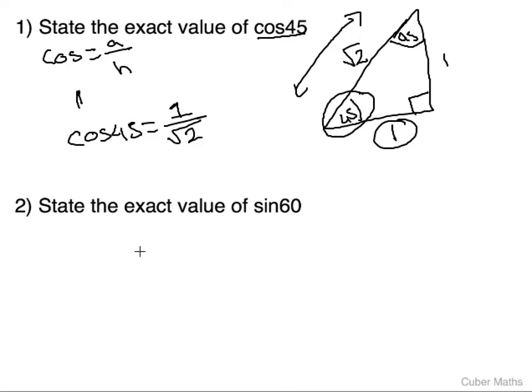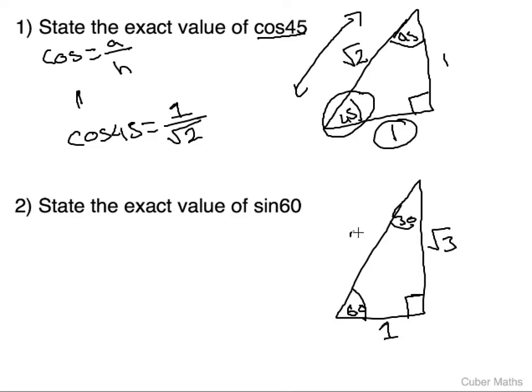Now if we look at this second question, it says state the exact value of sine 60. So that means we need to look to our other triangle. So if we quickly sketch that, it had a right angle here in this bottom right hand corner. This angle here was then 60, and this one was 30. And the side lengths were 1 on this bottom one, root 3 here, and 2.